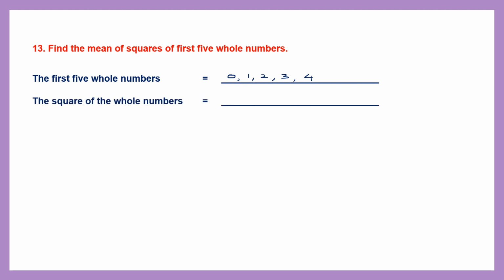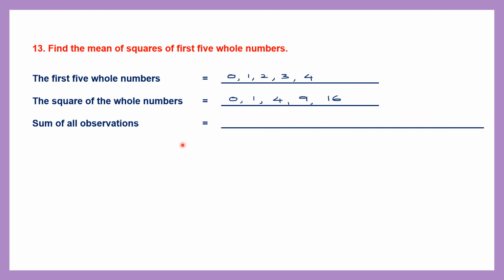Now the squares of these whole numbers. 0 square, that is 0 into 0, is 0. 1 ones are 1. 2 twos are 4. 3 threes are 9. 4 fours are 16. So these are the squares of these whole numbers. Now we have to find the mean of the second row. For this we follow all the steps. First is the sum of these observations, that is, add up these numbers: 0 plus 1 plus 4 plus 9 plus 16. When you add this up you get 30. So the sum is 30.